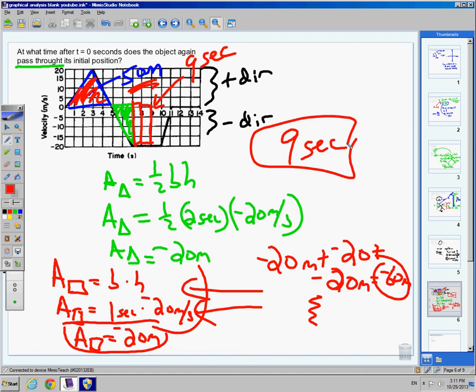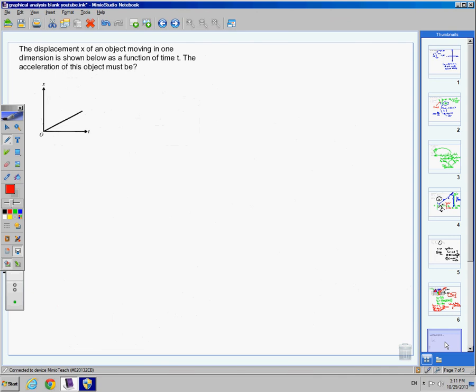Let's look at the next one. The displacement x of an object moving in one dimension is shown below as a function of time t. The acceleration of this object must be. First thing, this is an older question for us, for the regions. I'm going to remove the x and say that it's d. It's the same thing. People learn a different way, but we're going to put d in there. And then it's hard to see, but the t's right there. So we have a distance versus time.